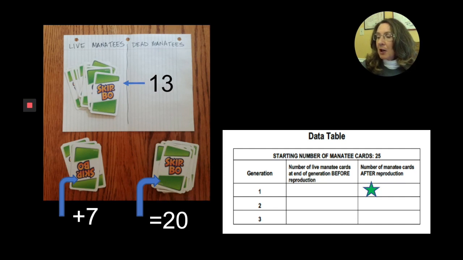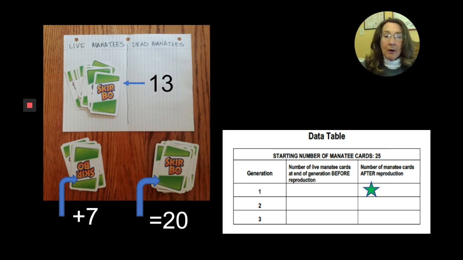Add those cards to the ones that were on the live side of your paper and write the new total of cards in the last column of the data table as shown by the green star on the picture on the right-hand side of the slide. And you can see that I gave you these numbers. 13 divided by 2 and then rounded up is 7. 13 and 7 added together makes 20.